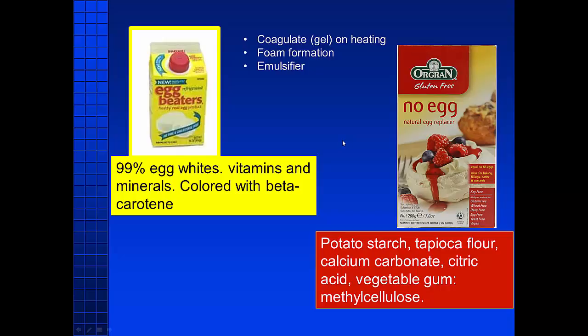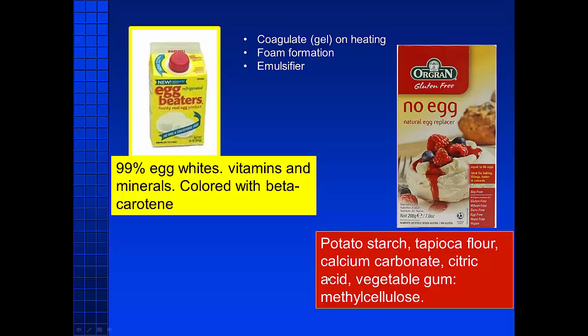The second type is sort of the vegan egg substitute, so this has no animal products in it. And this is one example of this. In their list of ingredients, they have potato starch, tapioca flour. So this is going to allow this to be used as a thickener, because we have the starch and the flour that will gelatinize and will thicken your product.